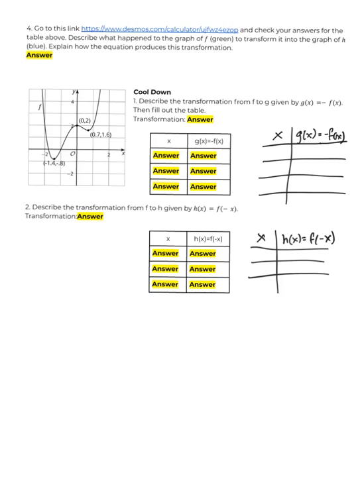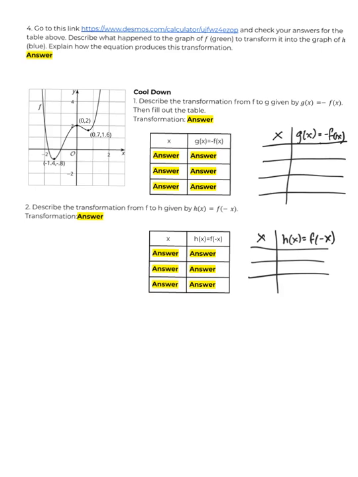So let's look at the cooldown. Describe the transformation of f to g given by g of x equals negative f of x, and fill out the table. So let's look at the graph.